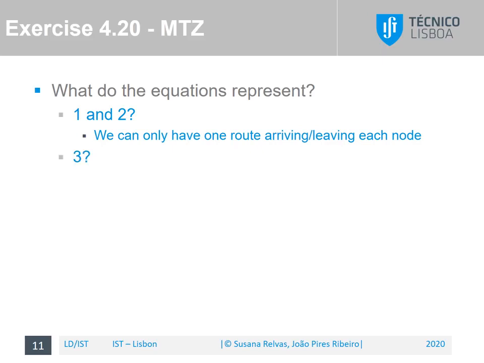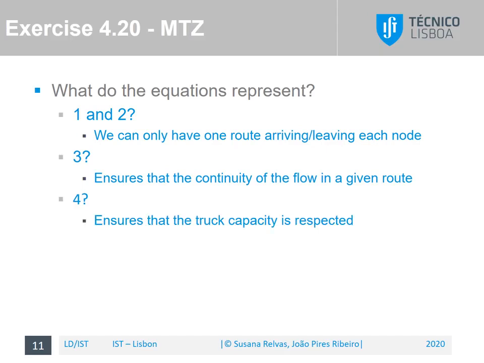And equation 3, can you suspect what the objective of this one is? It ensures the continuity of the flows for a given route, so it doesn't change the route in the middle. Equation 4 is rather trivial. It just preserves the truck capacity. Finally, equations 5 and 6 ensure that every route must contain the depot.